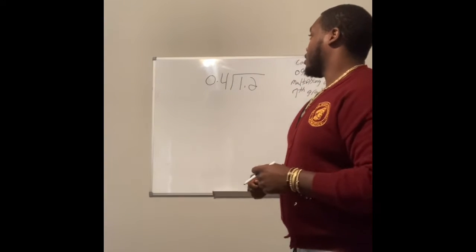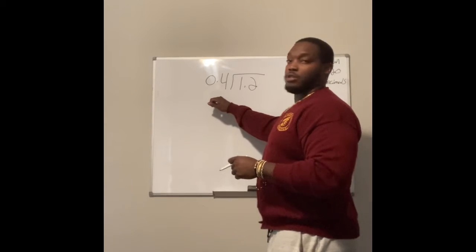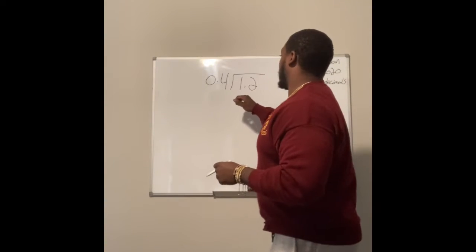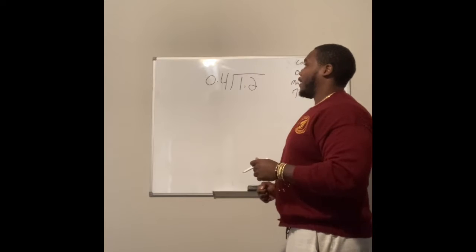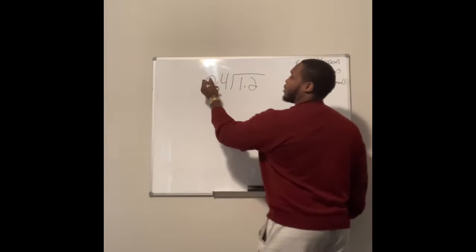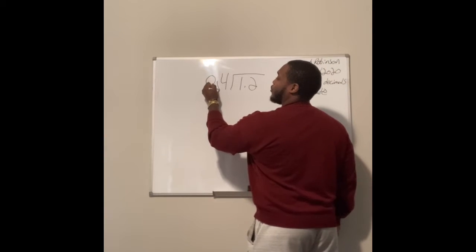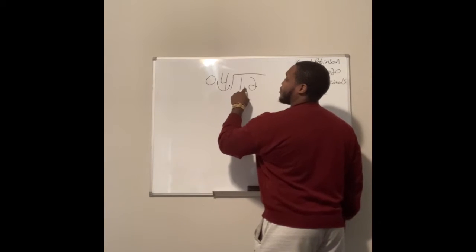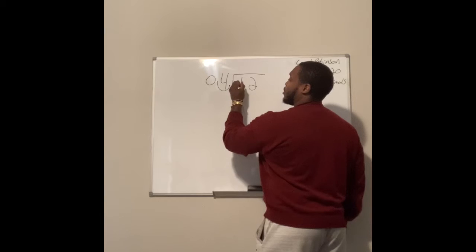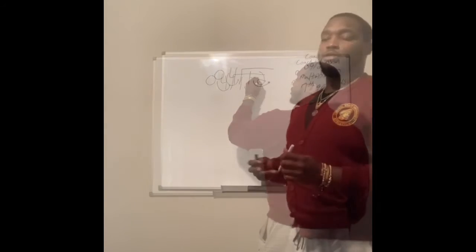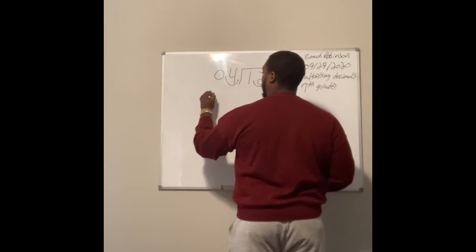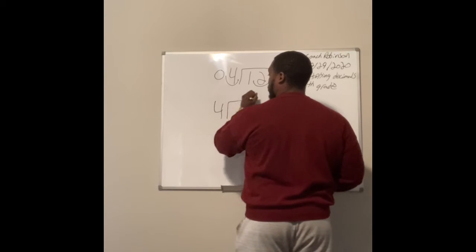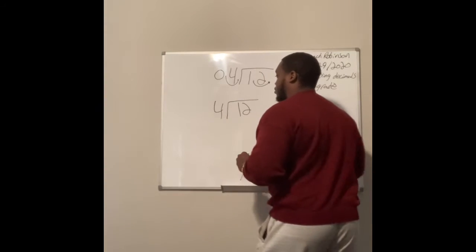Just imagine if we were dividing 0.4 into 1.2, right? All you have to do is take the decimal and move it one place. And if you move this decimal one place, you have to move this decimal one place as well. So the new problem becomes 4 divided into 12, which we know is 3.